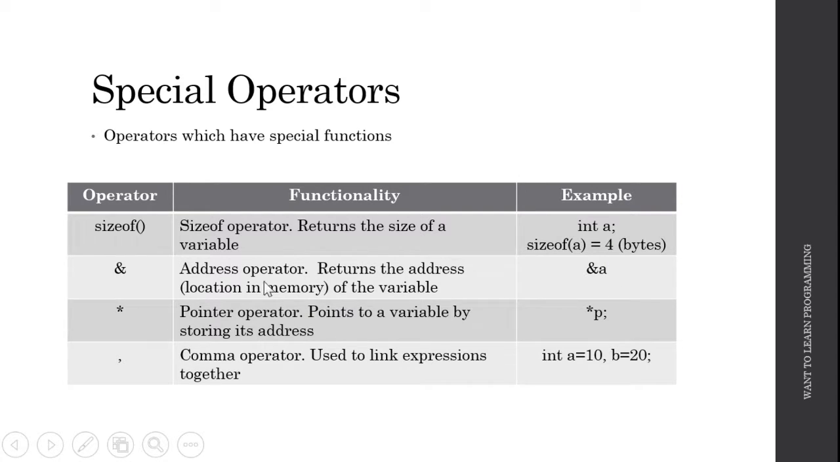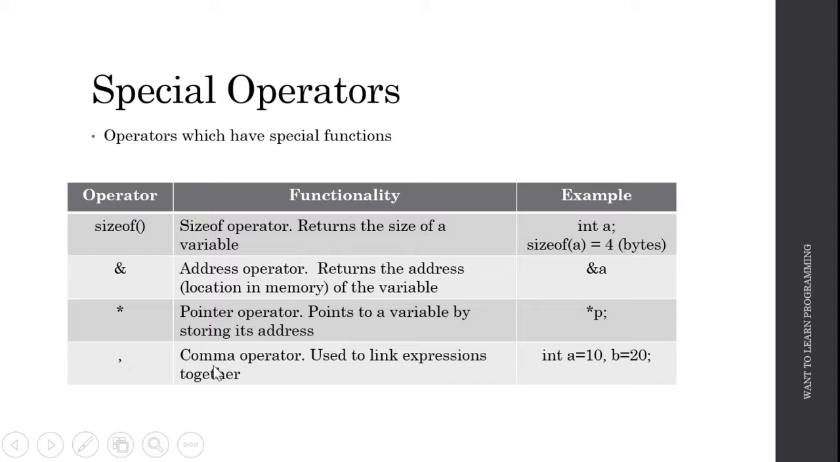Next is the address operator. It returns the address or the location in memory of the variable which you have pointed it to. So &a will give you the address of the variable a or the location where a is stored in memory. The star is the pointer operator. It points to a variable by storing its address. This is star p. We have seen these pointers briefly while studying the printf and scanf statements, but we will be addressing this pointer in detail in our future videos.